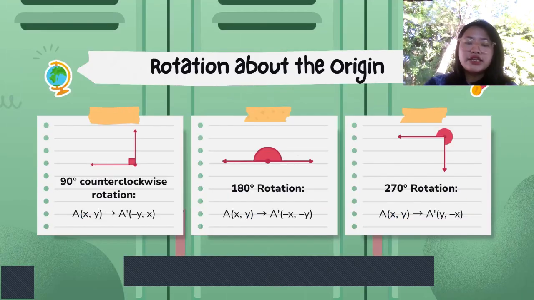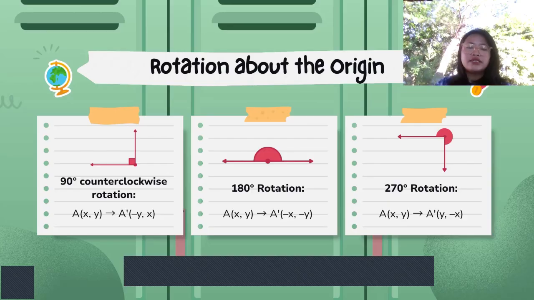Next is rotation. Rotation means turning a figure around a fixed point. In this presentation, the center of rotation is the origin. There are three common angles. For a 90-degree counterclockwise rotation, A(x, y) becomes A'(-y, x).